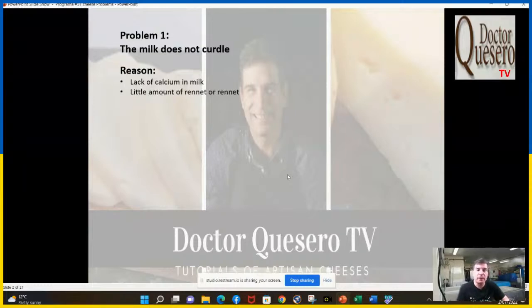Another reason could be that maybe you didn't put in enough rennet, or the rennet is too old. That's another reason: poor quality of the rennet. When the rennet is old or expired, this happens, but you don't know. One way to preserve the rennet is to keep it in the fridge all the time. In this way, you can preserve your rennet for longer and extend its shelf life.